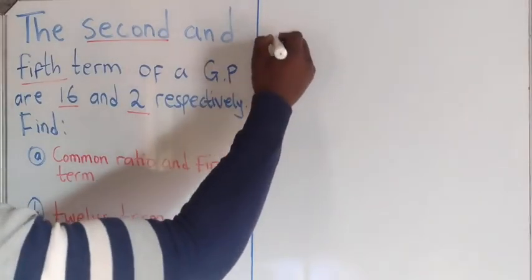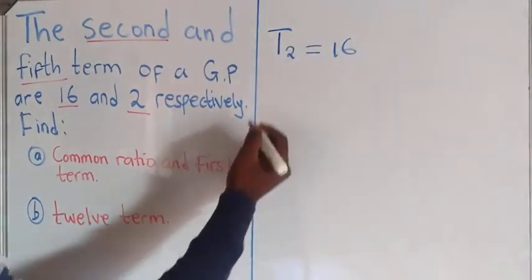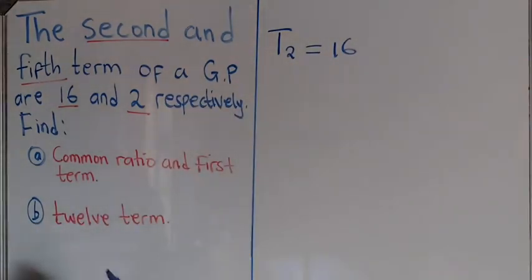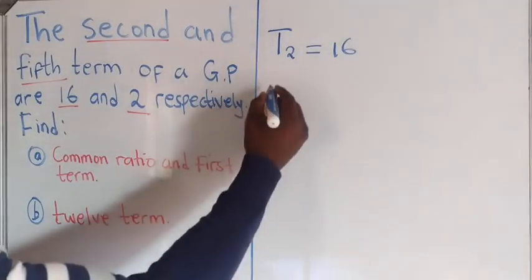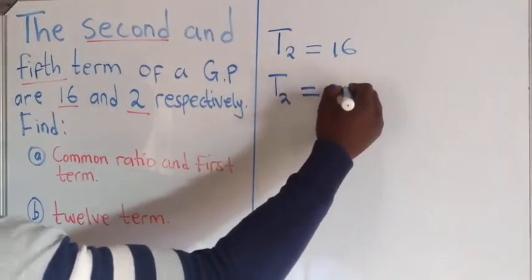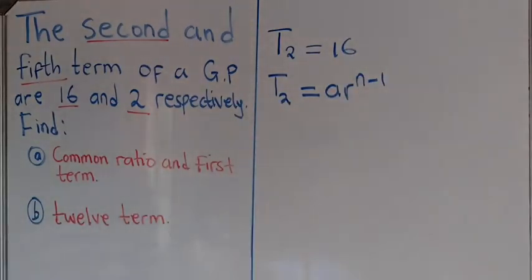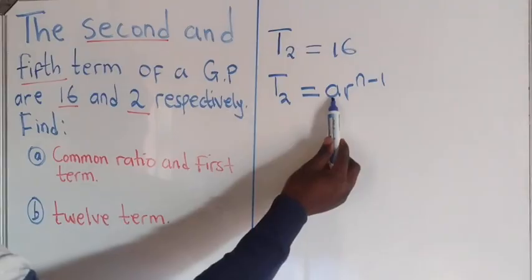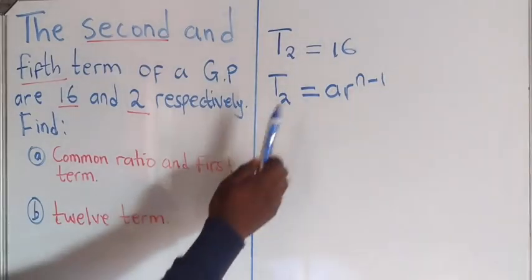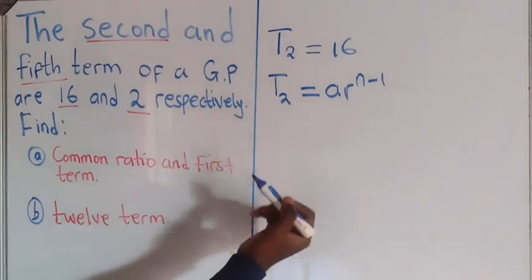We have been given that the second term is equal to 16. So this is our second term. We are going to write the formula for finding the nth term of a geometric progression. In this case, you say the nth term is equal to ar^(n-1). So this is our formula. A represents the first term, and n represents the position of the term. Since we are talking about the second term, n will be equal to 2. I hope we can proceed.